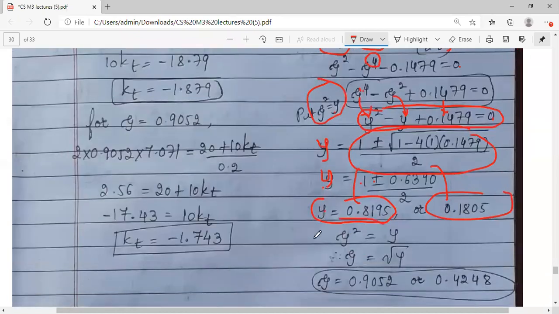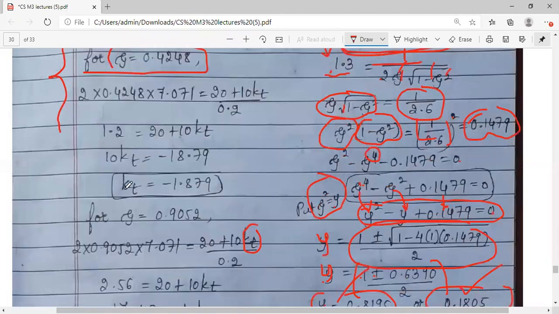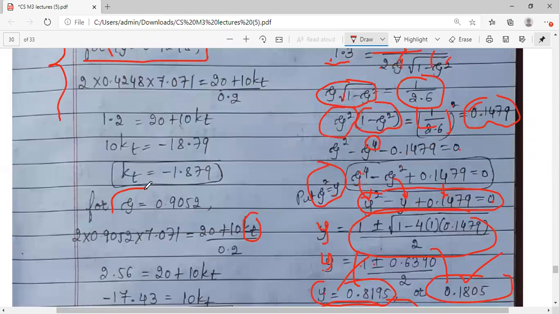We have assumed that y is equal to zeta square. So reverse, y equals zeta square, or zeta will be root of y. So take the root of both values, you will get two values. So zeta is not one value, we have to work with two values. So for your unknown kT, you will get two values. One zeta is 0.9052, another zeta value 0.4248. So I am considering here two values, one for 0.42 and one more for 0.90.